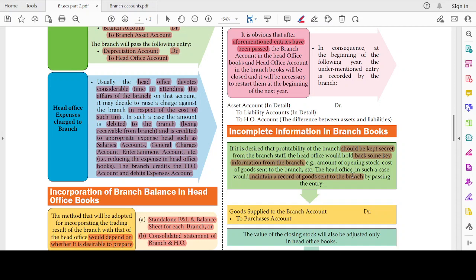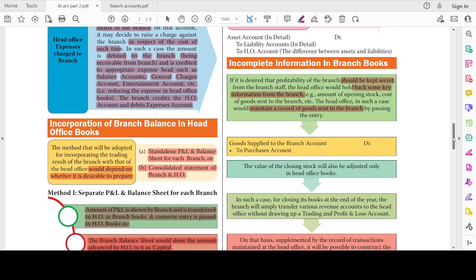Okay, one of such figures is the closing stock, opening stock, and goods in the branch account value, not the stock count, because they possess the stock, so the stock count cannot be manipulated, but the value will not be disclosed to the branch. Okay, now goods supplied to the branch, purchase account. This is the entry that will be passed for maintaining.